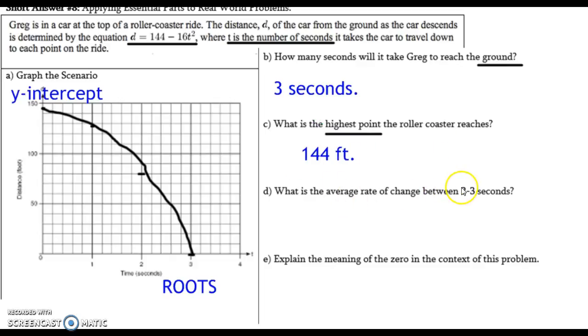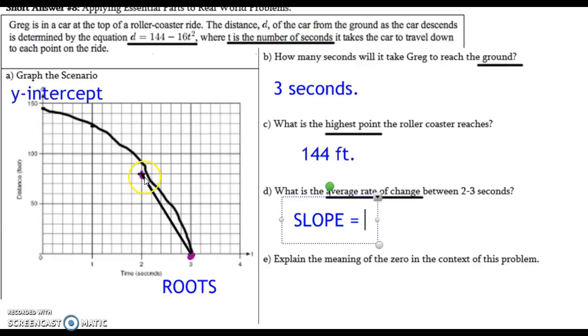What is the average rate of change between 2 and 3 seconds? We remember, or you should remember, that rate of change talks about the slope. So between 2 and 3 seconds, we're going from this point, which is 2, 80, to this point, which is 3, 0. So we connect that point with a straight line. And now our job is to determine the average rate of change between those 2 seconds. And in other words, we're looking for the slope.